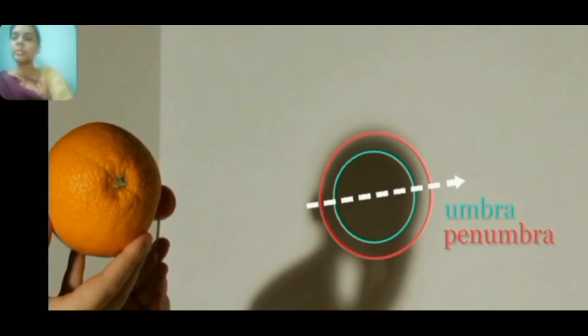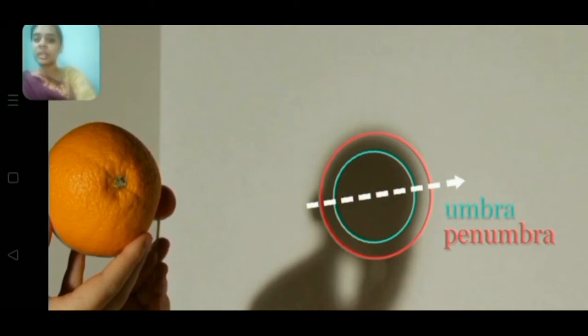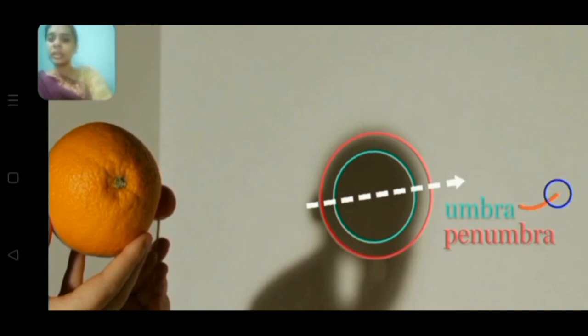We will now study about parts of shadow. When an opaque object is placed in the path of light from a point source, a uniform dark shadow will appear on the screen. This shadow is known as umbra.